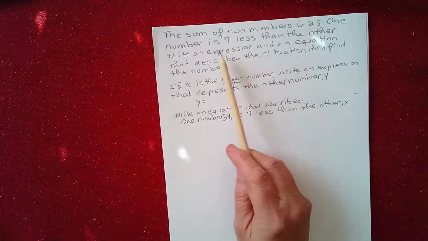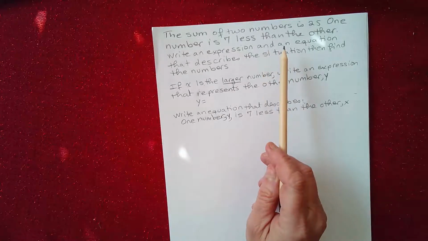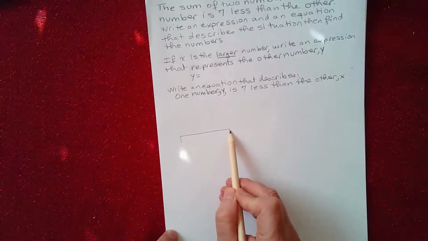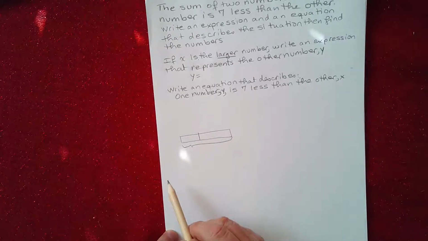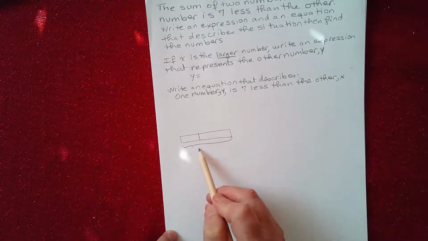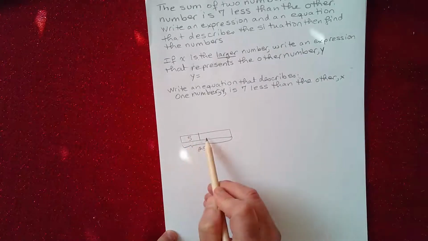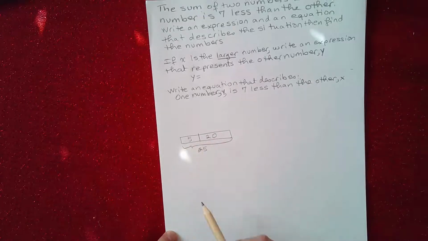We know that the sum of the two numbers is 25. So if we take a look at our problem, let me show you a little bit of graph here. Here you have two numbers, right? And their sum is 25. If one of them is 5, the other one must be 20. And then we know that the sum is 25.